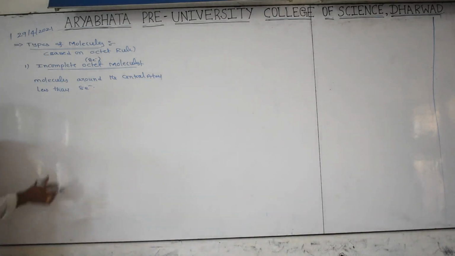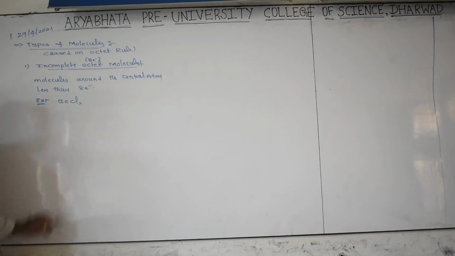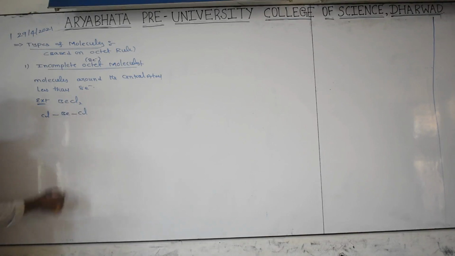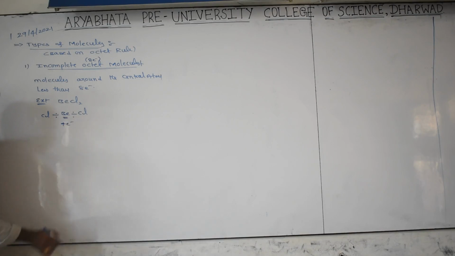I will tell you some examples for this category. For example, beryllium chloride, BeCl2. What is the situation here? Beryllium is a central atom surrounded by 2 chlorine atoms. You know very well every chlorine can form one bond. The central atom is beryllium, and around it we have 2 pairs. So around the central atom we have how many electrons? 2 twos are 4 electrons. So 4 is less than 8. This is called incomplete octet.